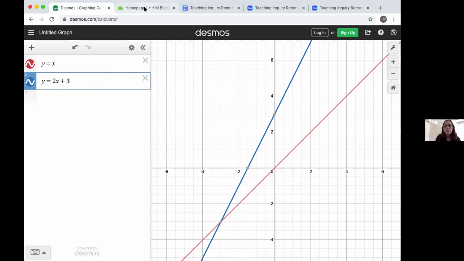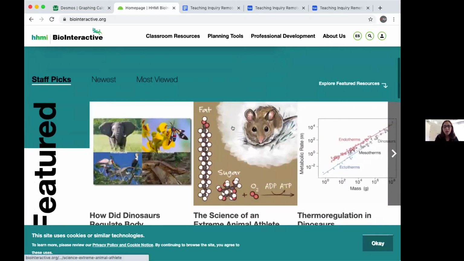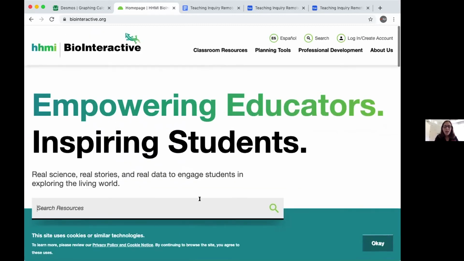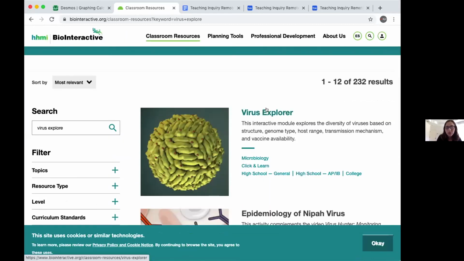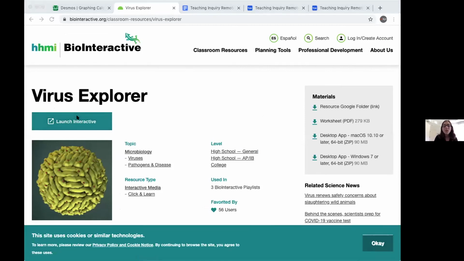Another one that I really like is the HHMI Biointeractives. There are so many great ones that they have, but one of my favorites and very topical is the Virus Explorer. And the Virus Explorer, unfortunately, when they designed it, they did not design the coronavirus, because even though coronavirus was a thing, it wasn't everything like it is right now. But you can see these other viruses that they have.